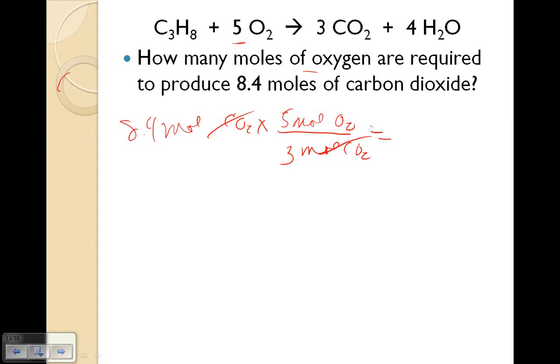Okay, if I do that, I'm going to get 8.4 times 5 divided by 3 equals 14 moles of O2. And it's 2 sig figs, just like my given.